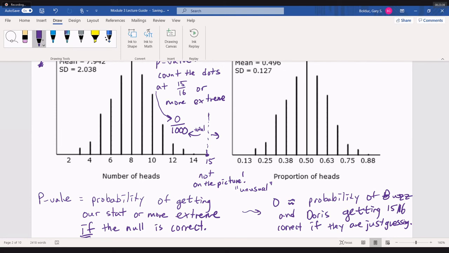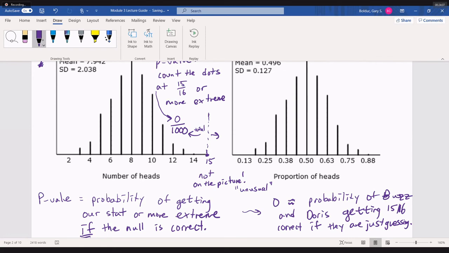But let's go back to this. The probability of Buzz and Doris getting 15 out of 16 correct if they're just guessing. That's what we already thought. And what we're saying is it's basically 0. There's basically a 0% chance of that happening. Okay, so what happens if your p-value is that small, and your probability of randomly getting 15 out of 16 is super small? Then what should we do? We should throw out our null hypothesis, which we've already done together.